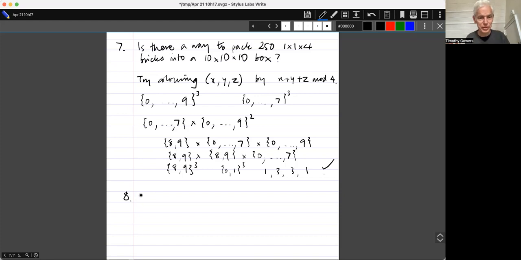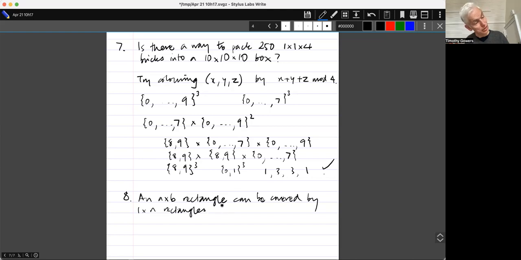This chapter seems to like just stating things and not putting them as questions, but you obviously have to prove the thing that's stated. An A by B rectangle can be covered by 1 by n rectangles if and only if n divides A or n divides B.